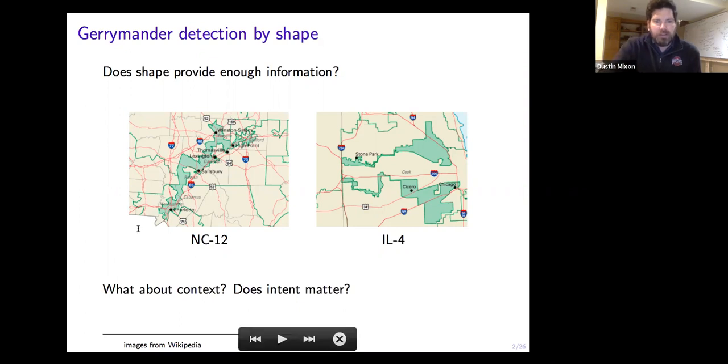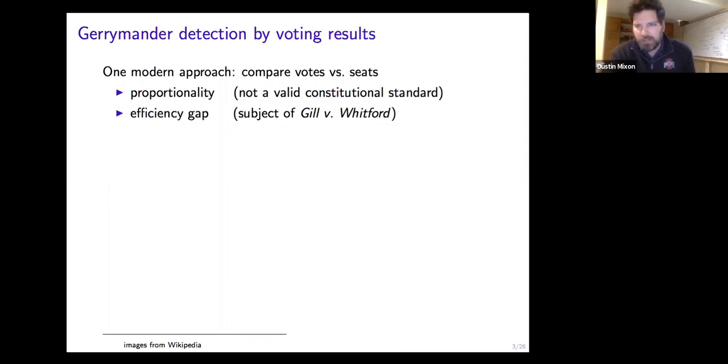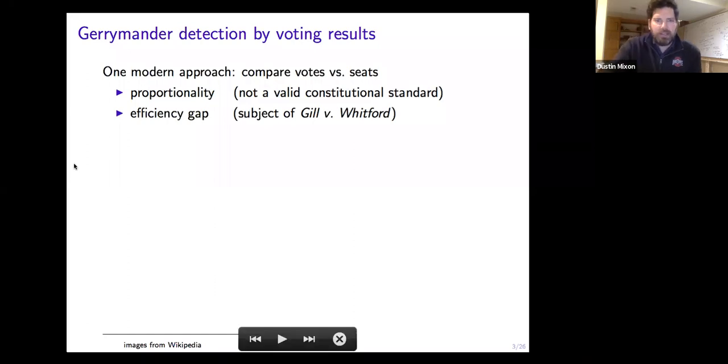Another thing people think about is the results of a vote. This is another way for people to indicate how displeased they are with the system. If one party only gets a small fraction of the votes, but they end up with most of the seats, that feels wrong. So one way to measure this is proportionality, where you actually take the proportion of votes and compare it to the proportion of seats. That's called proportionality. Another more recent instance of this is called the efficiency gap, and I'll talk about that later.